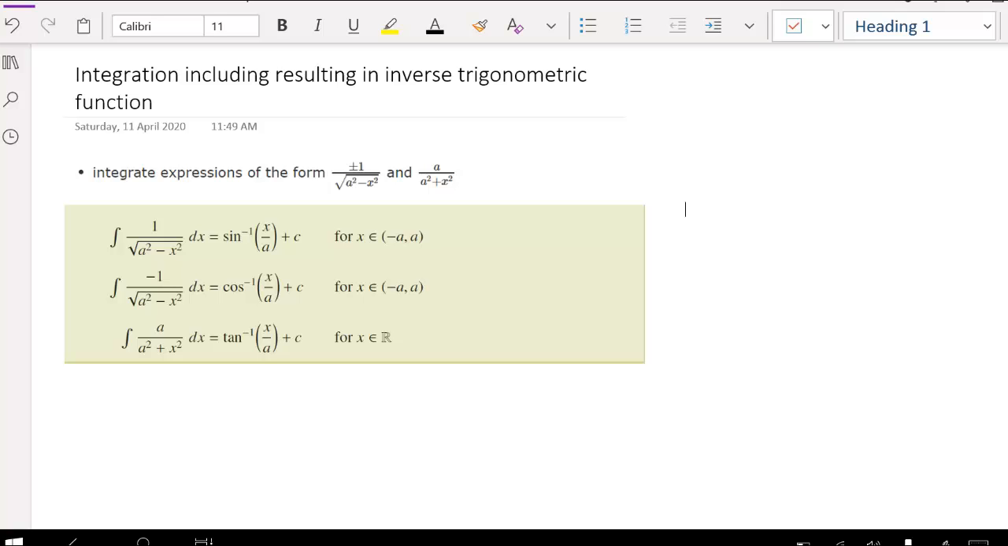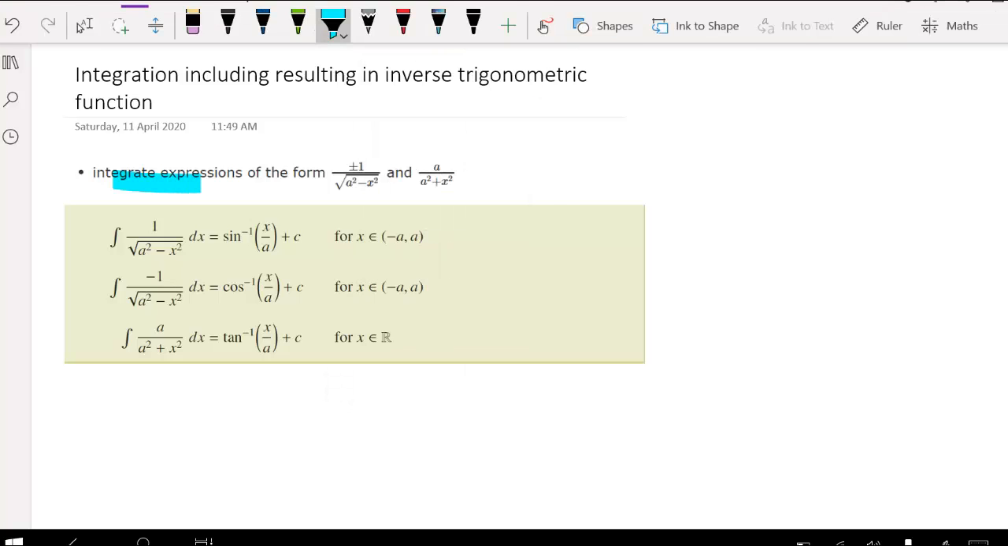In this lesson, we're looking at integration resulting in inverse trigonometric functions. So the syllabus stop point that we're focused on is this one here. Integrate expressions in the form plus or minus 1 over square root of a squared take x squared, and a over a squared plus x squared.